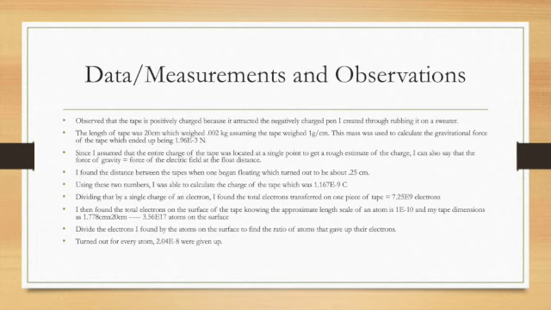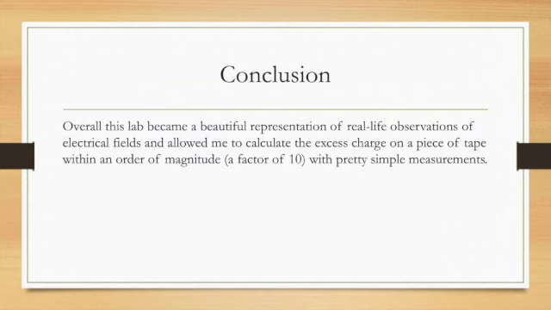I divided the electrons I calculated by the total atoms on the surface to find the ratio of atoms that gave up their electrons. It turned out that for every atom, 2.04 times 10 to the negative 8th electrons were given up. Overall, this lab became a beautiful representation of real-life observations of electric fields and allowed me to calculate excess charge on a piece of tape within an order of magnitude, with pretty simple measurements.